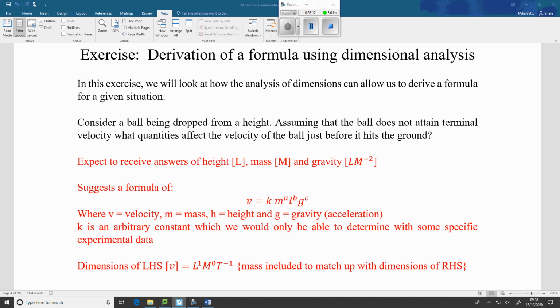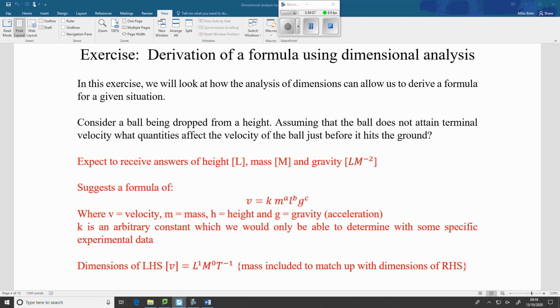What quantities affect the velocity of the ball, how fast it's moving, just before it hits the ground? What quantities do you think would affect that? Mass. By assuming we don't reach terminal velocity, air resistance is not an issue. Yep, mass. Okay. What else? Yep, gravity. G.